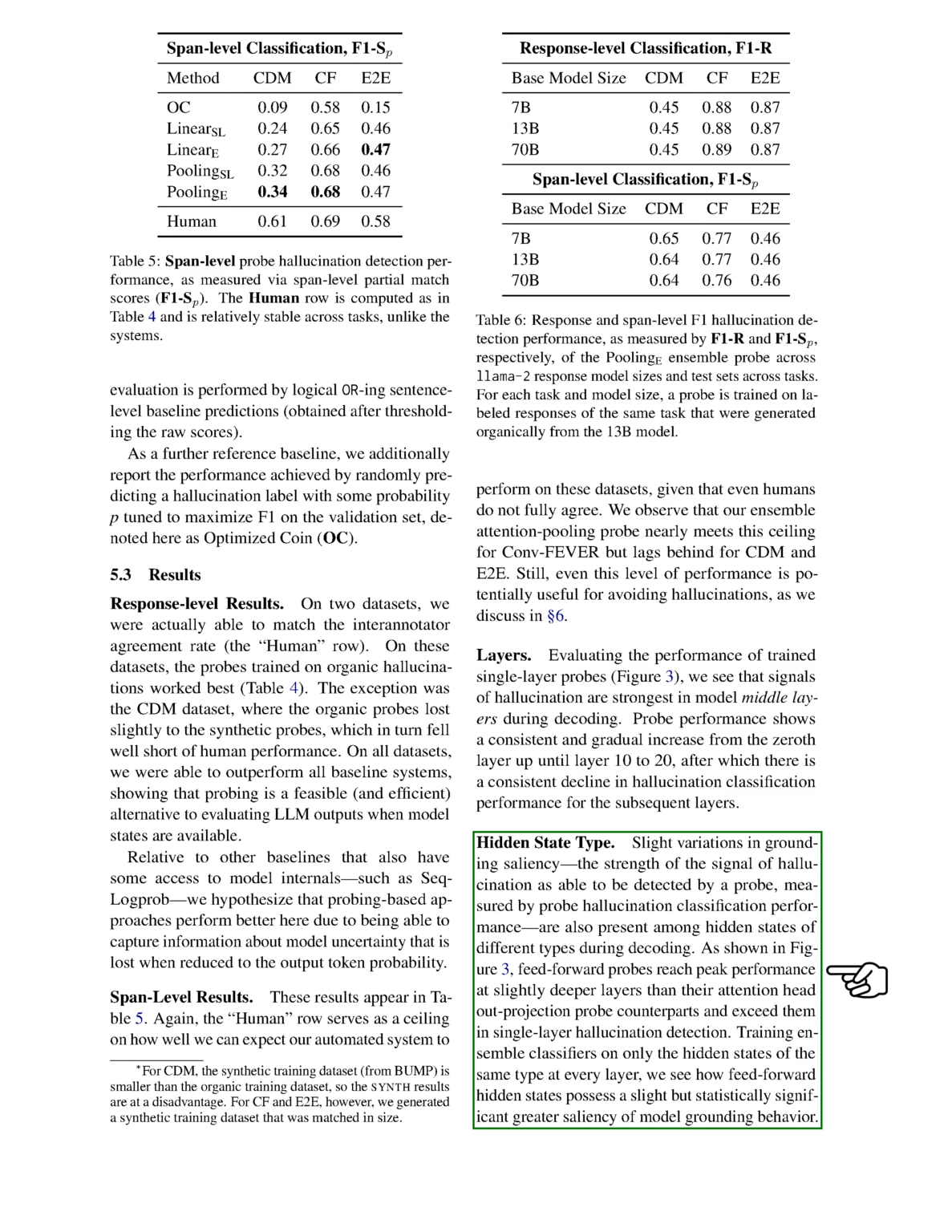Feed-forward probes reached peak performance at slightly deeper layers than their attention head-out projection probe counterparts and exceeded them in single-layer hallucination detection. When we trained ensemble classifiers on only the hidden states of the same type at every layer, we found that feed-forward hidden states had a slightly but statistically significant greater saliency of model grounding behavior.